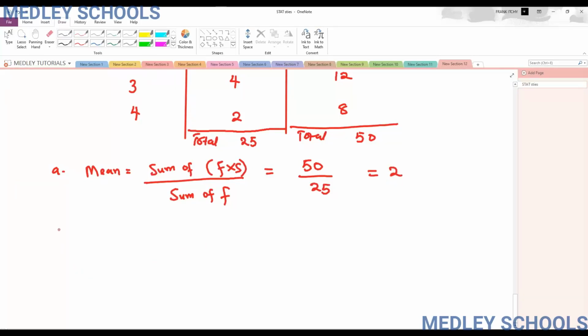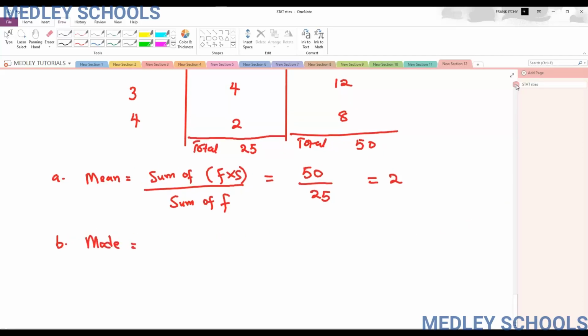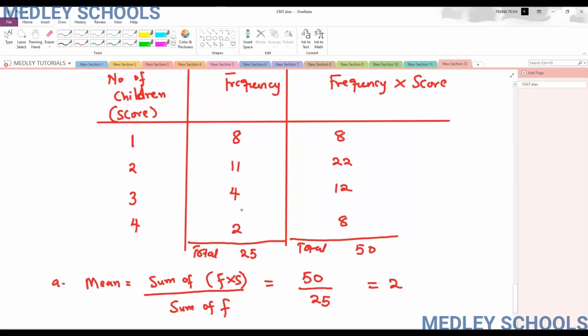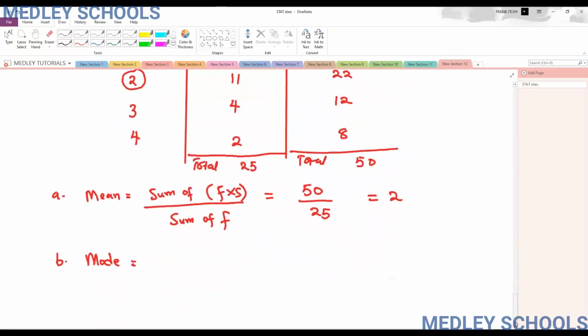Now, the second part asks us to find the mode. Remember, the mode is the highest occurrence frequency. So we look at the frequencies, we have 8, 11, 4, 2, and the highest is 11. And the score carrying 11 is 2. So that means the mode of the data given is equal to 2.